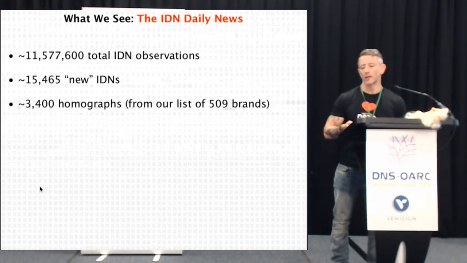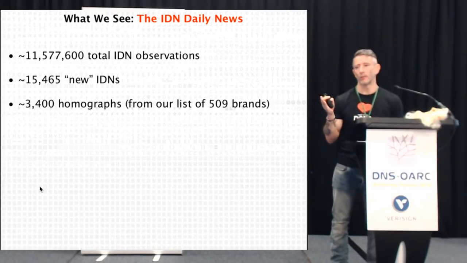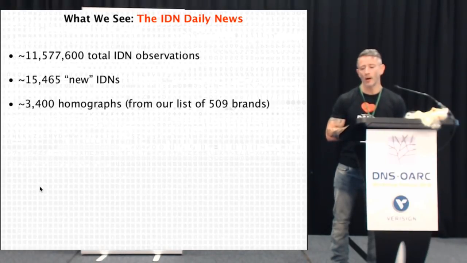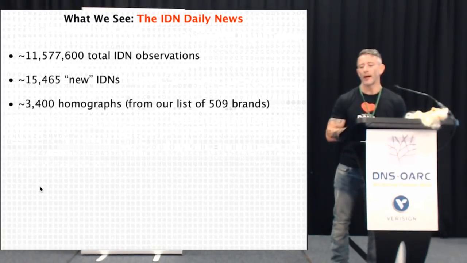So what do we see in the daily? We see around 11.5 million IDN observations. That is anything with a punycode-encoded label somewhere in the FQDN hierarchy. 15,465 of these are considered new, approximately, on the daily. And of the brands that you see, around 3,400 of those matched.